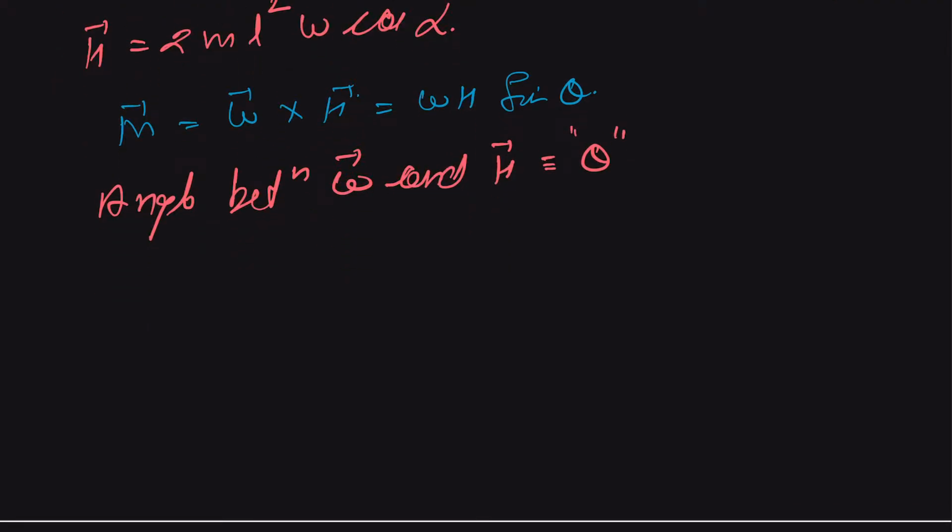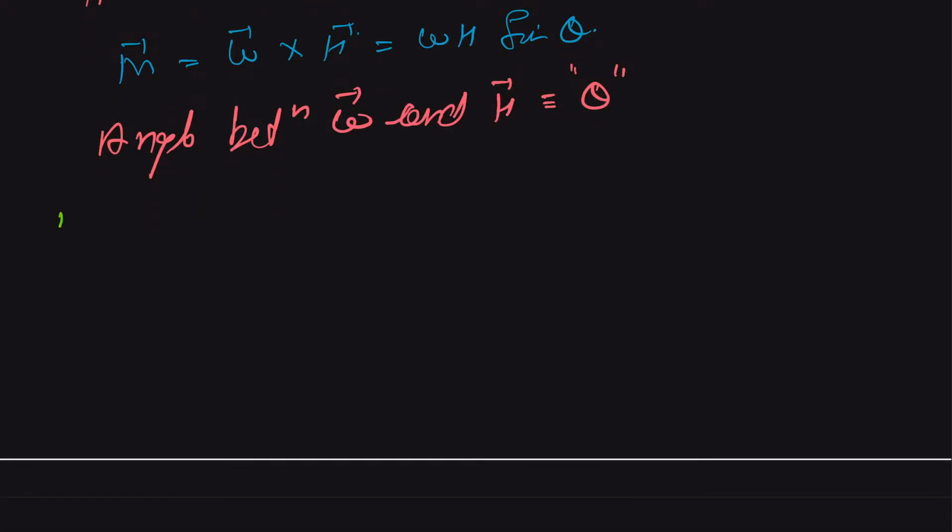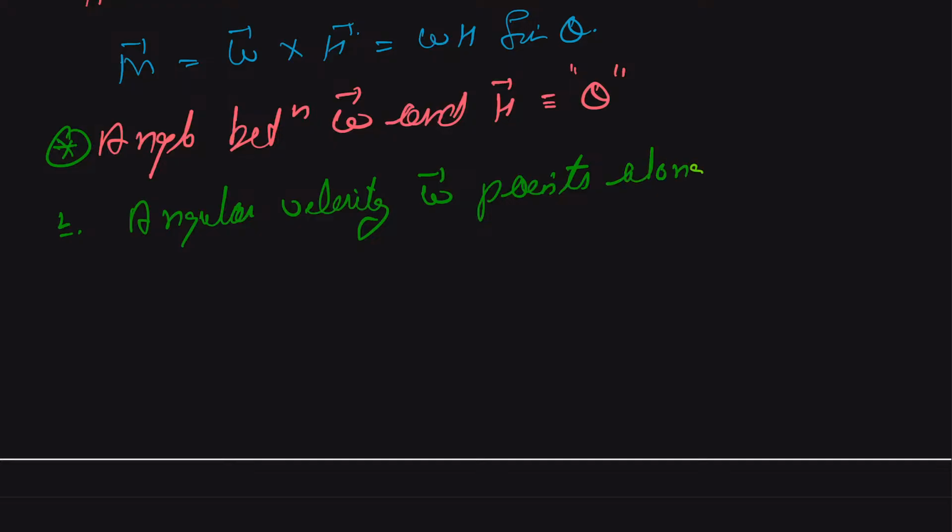So we know that this angular velocity omega points along the rotation axis, which is our z axis. So we know that our angular velocity is omega. It points along our rotation axis, that is our z axis.